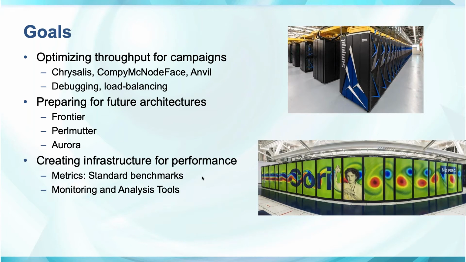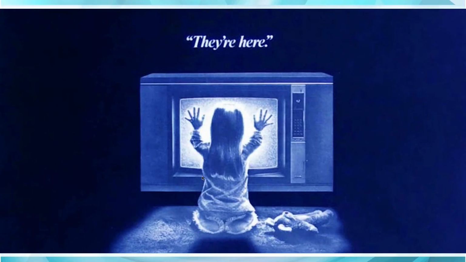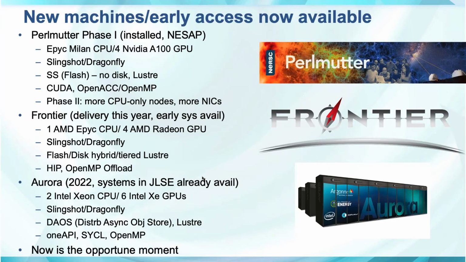But I think in terms of the first two, the future architectures are here, and we need to be prepared for them now. So those first two items are merging together. As Mark presented on Tuesday, a lot of these new machines are either on the floor or imminent. So Perlmutter phase 1 has been installed. We do have access through the NESAP program. Frontier will be delivered later this year, although users may not be able to get on till early next year. And Aurora is still expected in 2022, as far as we know.